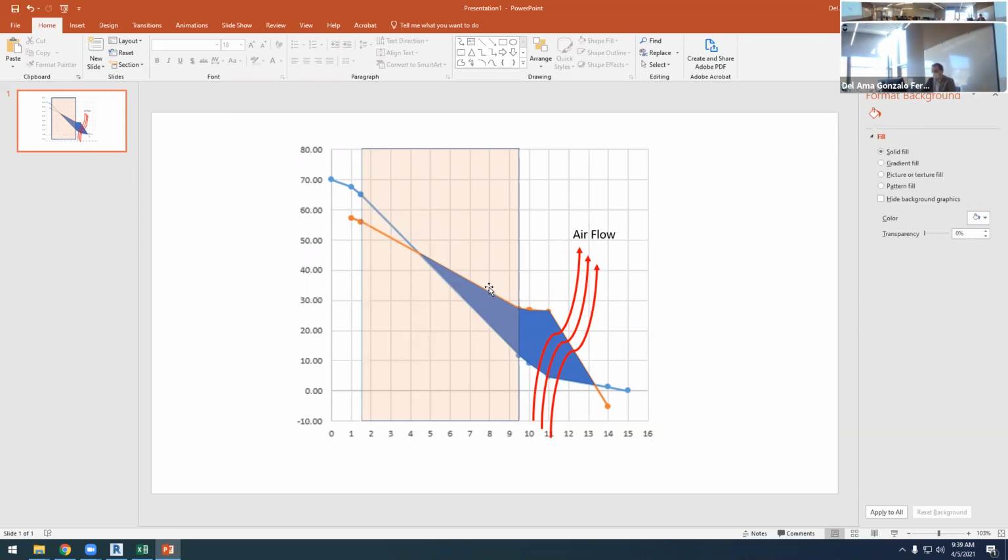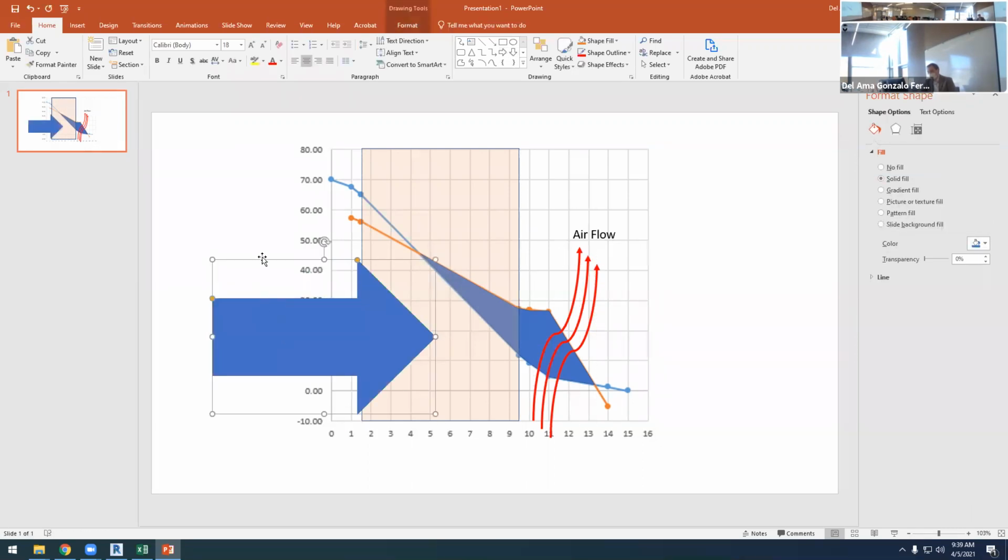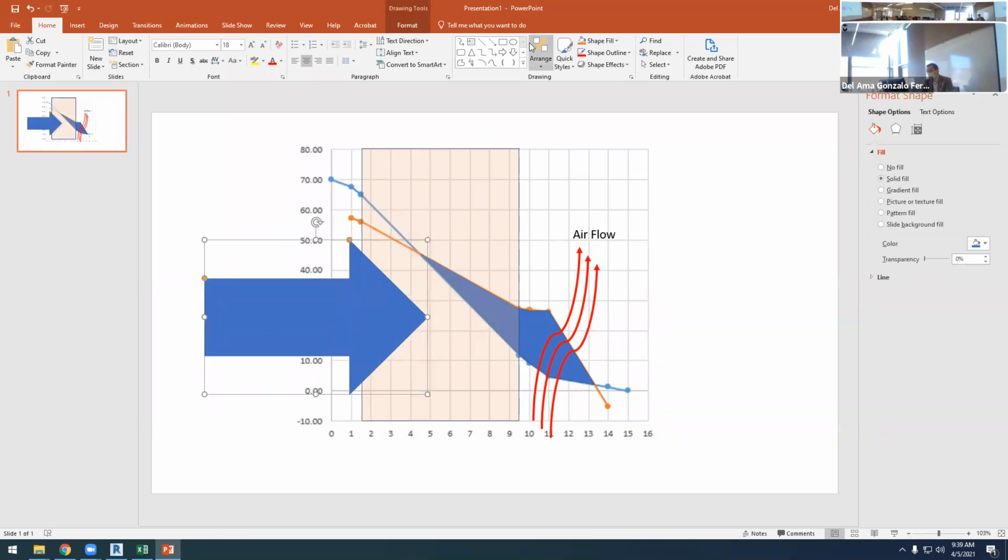So this is an explanation. There's another explanation. They say, okay, imagine that we have a heating system here and there's a lot of heat going out. Okay, so this is the heat.